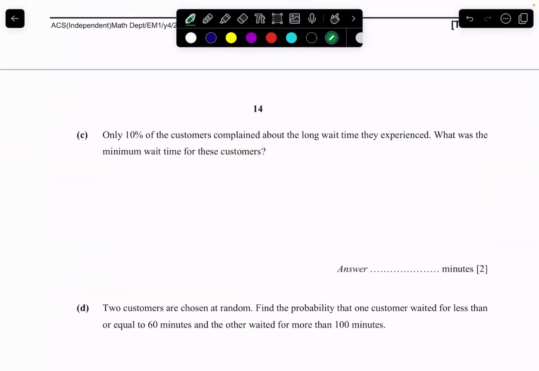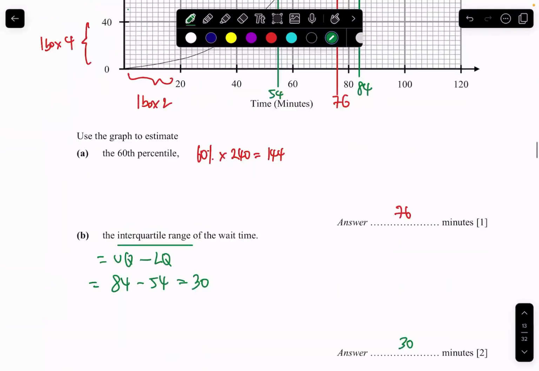Only 10% of the customers complain about the long wait time. What was the minimum wait time for these customers? So only the top 10%, right? That means the top 24. 10% of 240 is 24, but the 24 needs to count backwards.